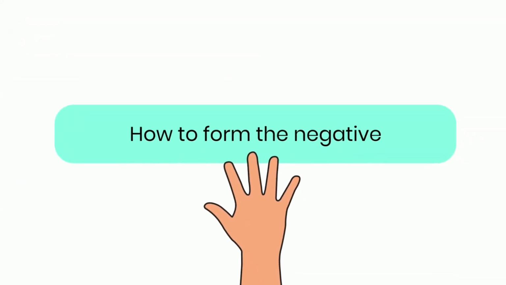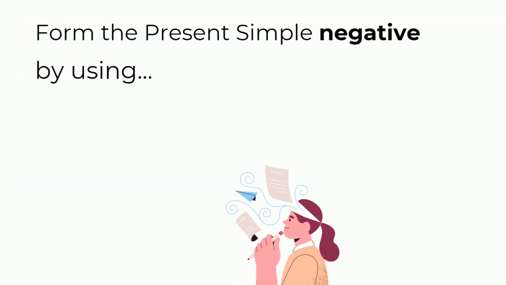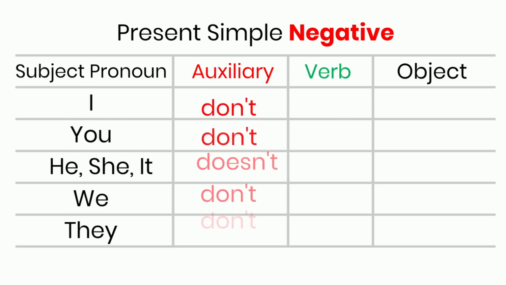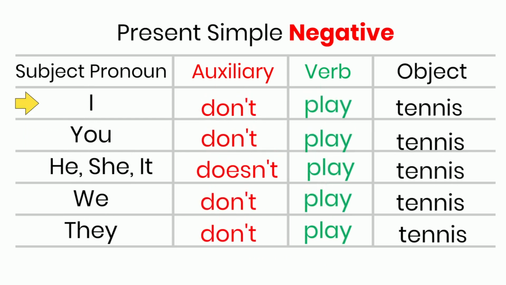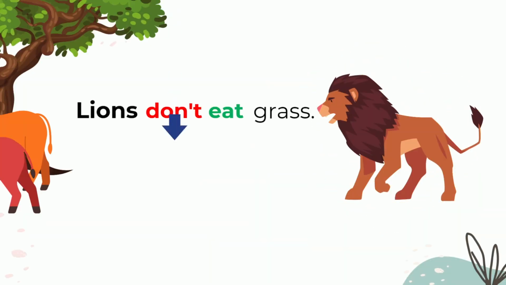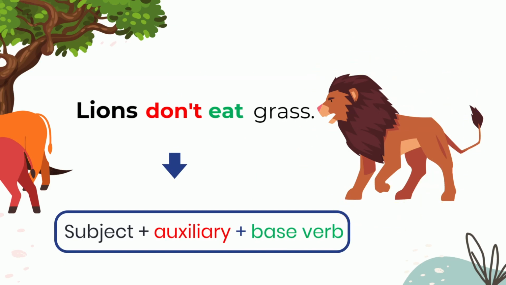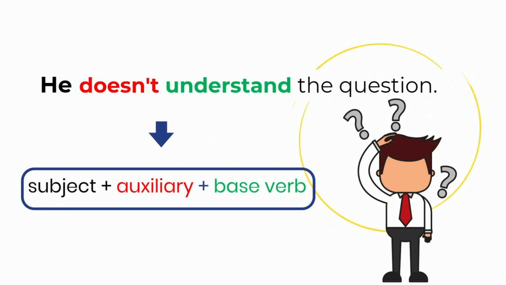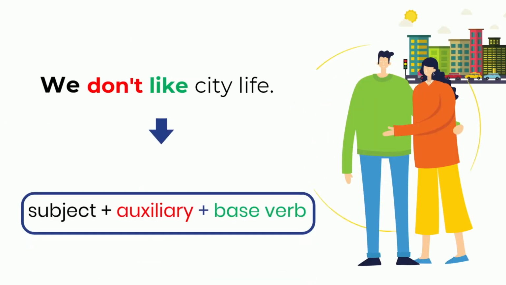How to form the negative? Form the present simple negative by using the subject, the auxiliary, the base verb, and the object. I don't play tennis. You don't play tennis. He, she, it doesn't play tennis. We don't play tennis. They don't play tennis. More examples. Lions don't eat grass. He doesn't understand the question. We don't like city life.